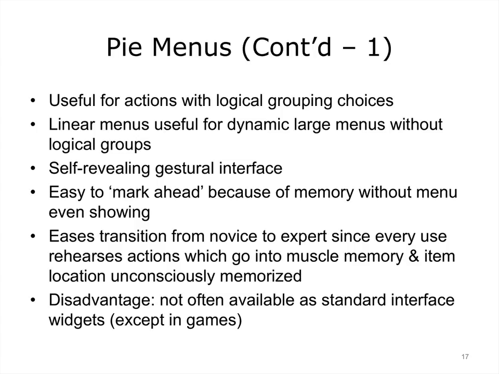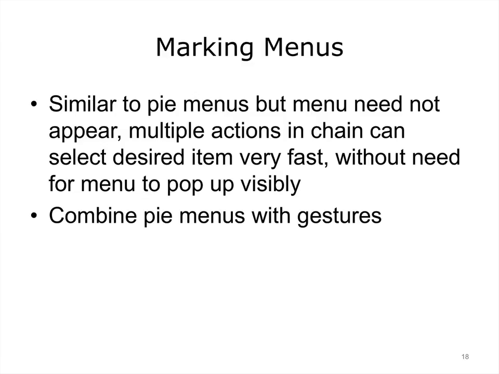Pie menus are most useful for actions with logical grouping choices with limited number of items. They constitute a self-revealing gestural interface, and because of memory, it can become easy to mark ahead, increasing speed of interaction. The menus can increase the transition from novice to expert, since every use rehearses the action and forms muscle memory, in which the item locations are unconsciously memorized. One disadvantage is that outside of games, this type of menu is not often available in software. Marking menus combine the advantages of pie menus and gestures.